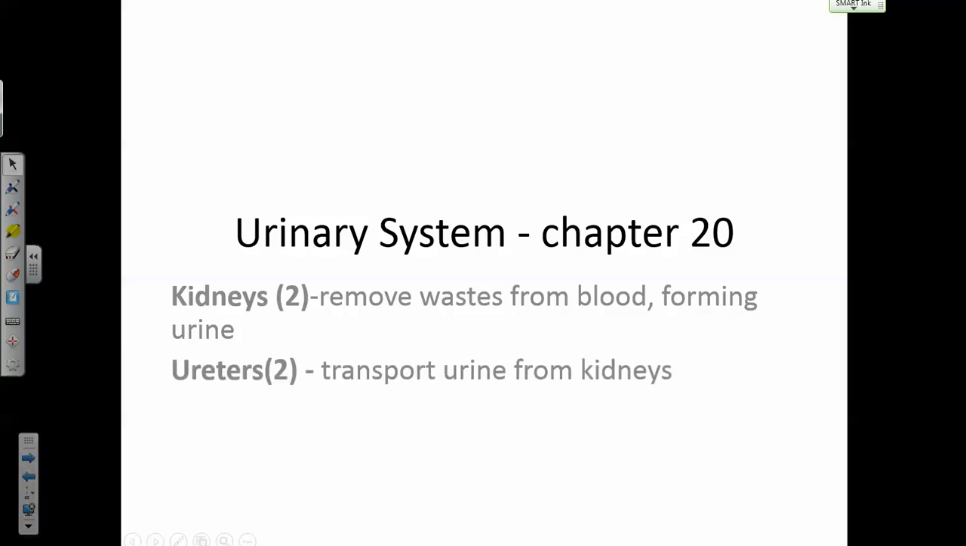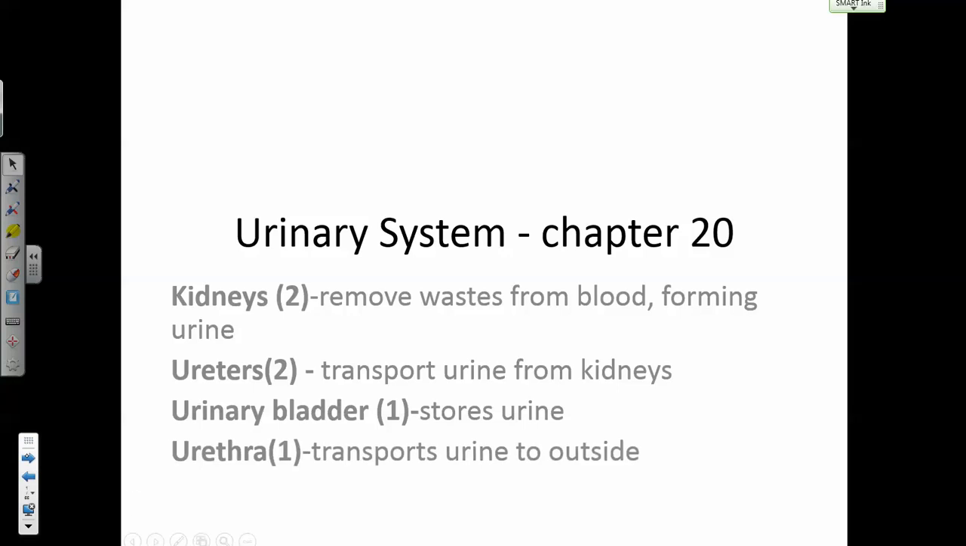And then from the kidneys, that urine moves into a ureter. So you have two kidneys and a ureter leading from each kidney. That's not a urethra, it's a ureter, okay? And then that transports the urine to the urinary bladder. There's just one of those, of course. And then from there, the urine moves through the last organ, the urethra, that transports it to the outside. So basically, the ureters, urinary bladder, and urethra are simply to transport or store the urine. And so the kidneys would be the big organs, as far as function is concerned, because they filter the blood of the things you don't need.